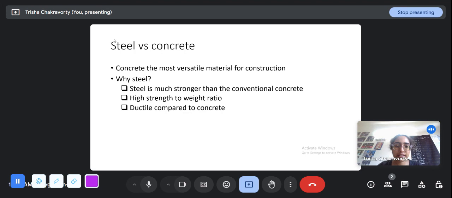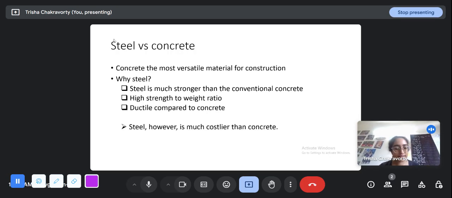Steel is also ductile compared to concrete, and also compared to many other materials like wood, brick, whatever construction materials are used. Steel is probably the most ductile one, and ductility means that it allows for a large amount of deformation before it completely collapses, and that gives a lot of warning time for us as engineers to take measures like repair or evacuation. So that is a very important property.